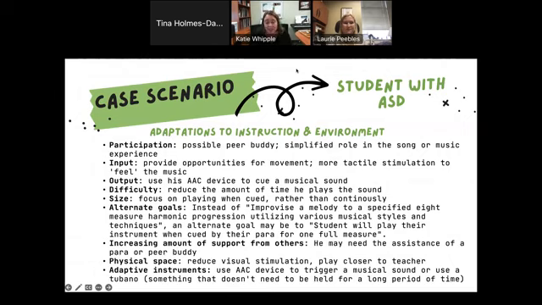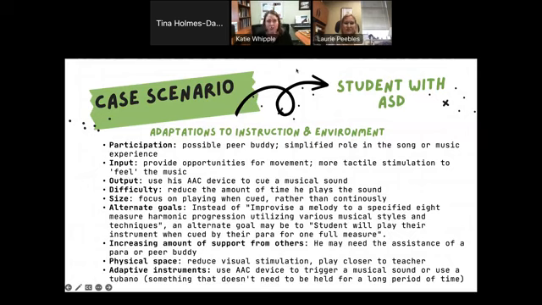Student will play their instrument when cued by their peer or by their peer buddy for one full measure, right? So they're still part of that improvisation experience that you're working on in class, but the expectations are just a little different. So providing an alternate goal. It could be increasing the amount of support from others. Again, that peer buddy.